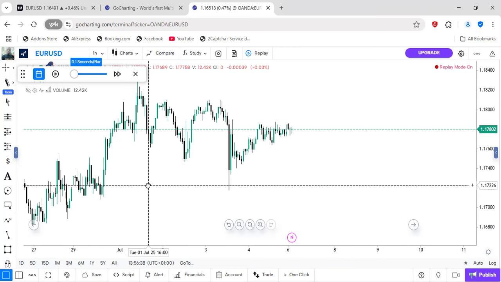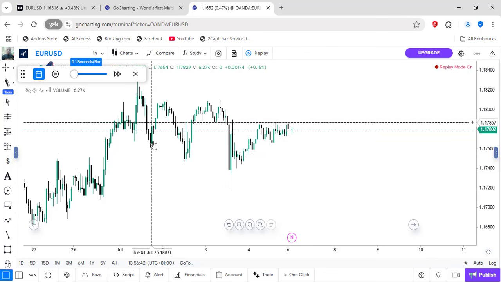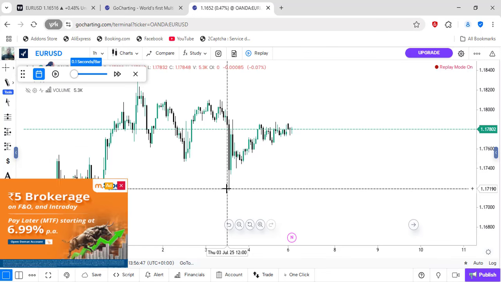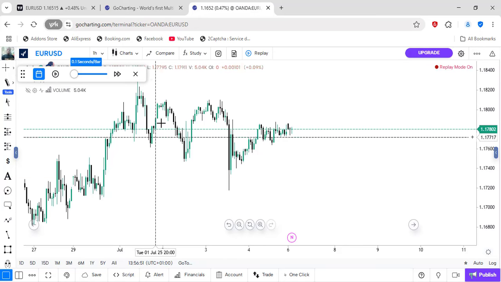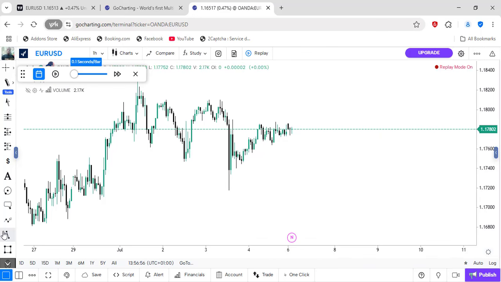Now you need to also understand what we call market structure. You see price creating a series of lower lows and lower highs. Price broke below here, creating a low, broke below here, creating the next low, broke below here, creating the next low, meaning lower lows and lower highs, so the market trend has shifted to a downtrending market. Now once you spot that, what do you do?